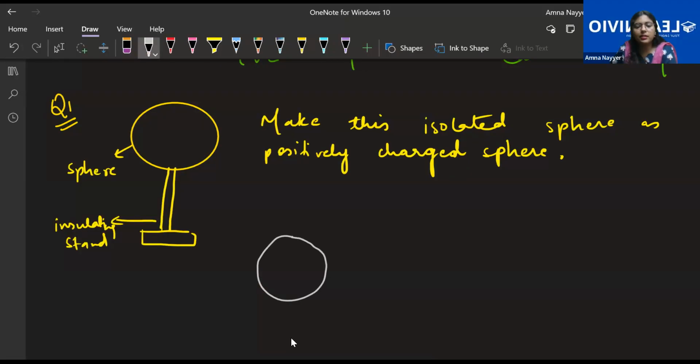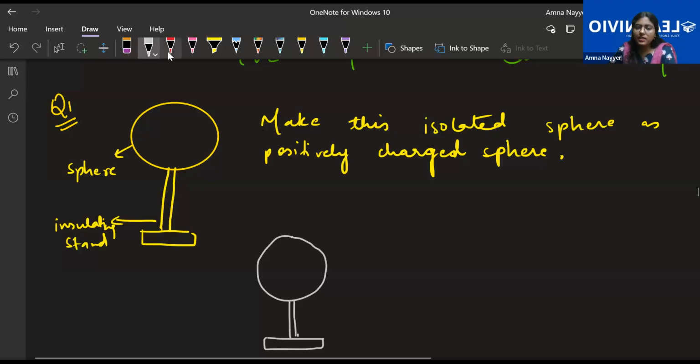This is the sphere, and it has an insulating stand under it. The insulating stand is put so that the charges are not in direct contact with the Earth. If they are in direct contact with Earth, all the charges will be drained off directly. So in order to avoid that, this system is made.